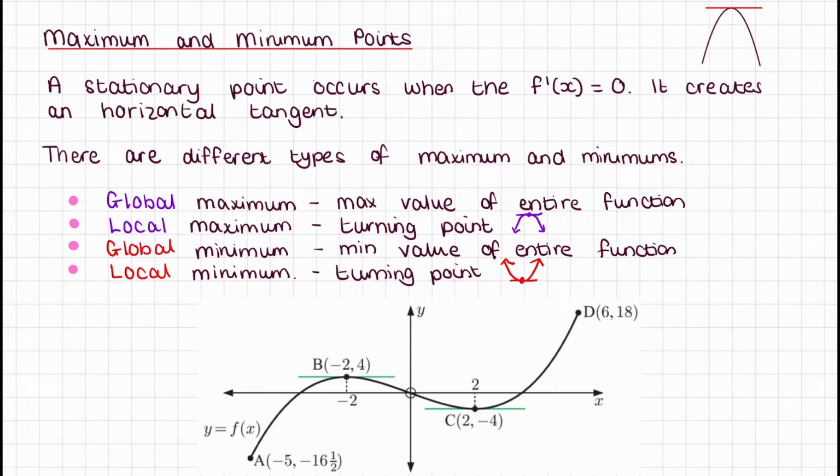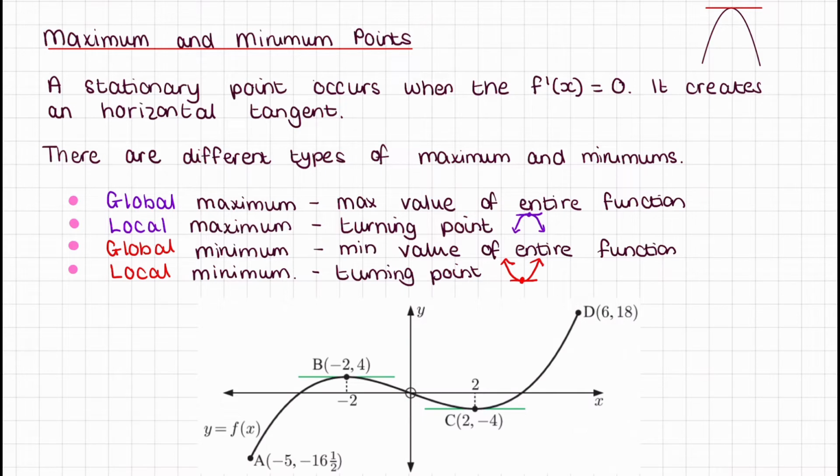So we've got different types of maximums and minimums. We have a global maximum, which is the maximum value of the entire function, a local maximum, which is a turning point on a graph, a global minimum, which is a minimum value of the entire function, and a local minimum, which is a turning point as well. Sometimes your global and local maximums or minimums can be the same point.